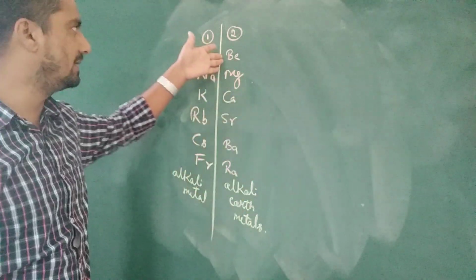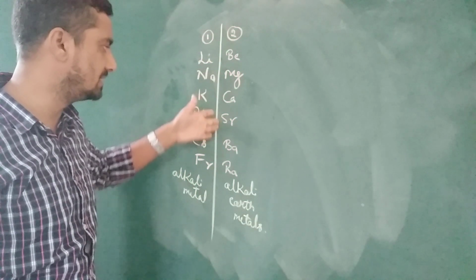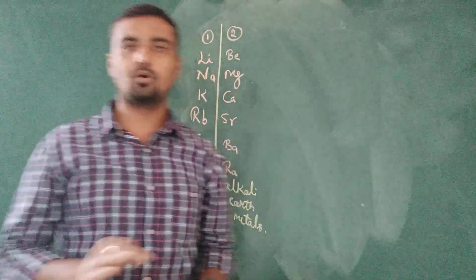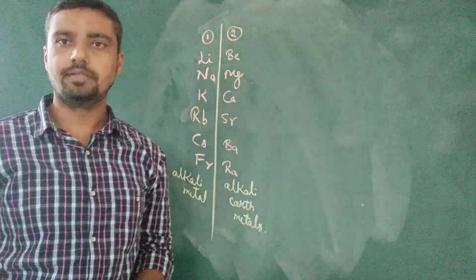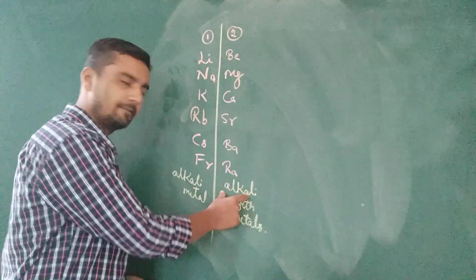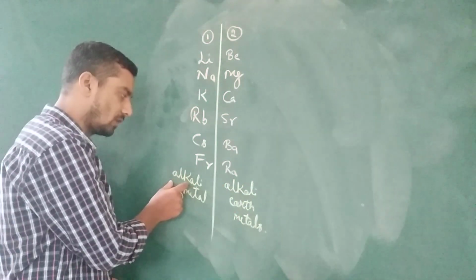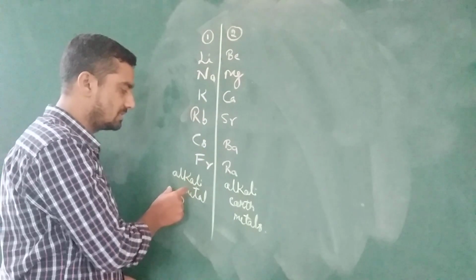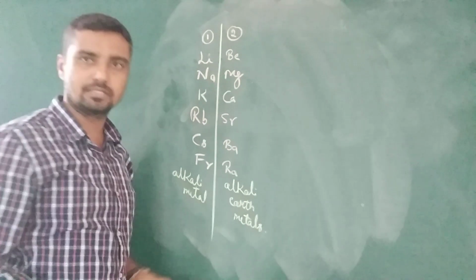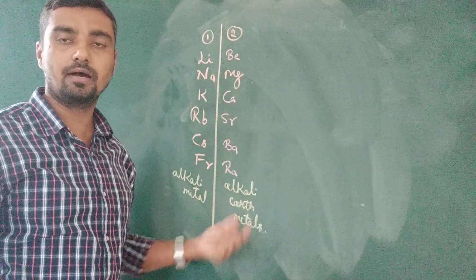The same is true for beryllium: beryllium hydroxide, magnesium hydroxide, calcium hydroxide, strontium hydroxide, and barium hydroxide. Because these hydroxides are basic in nature, this basic nature is called alkali. That's why group 1 are called alkali metals: they are metals and they are basic in nature. The group 2 elements are alkaline earth metals because they are available in the earth's crust and are basic in nature.